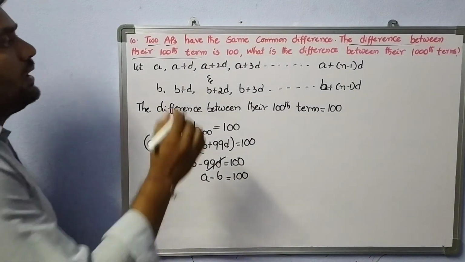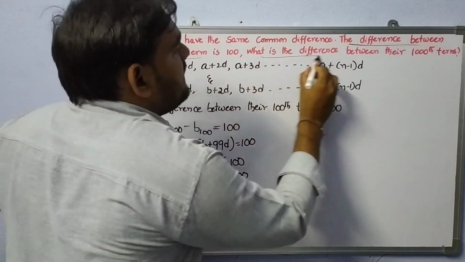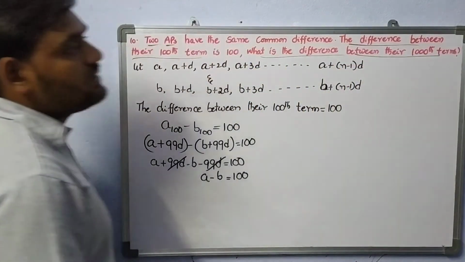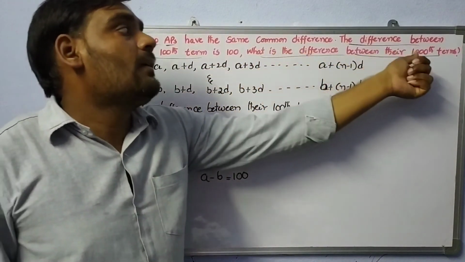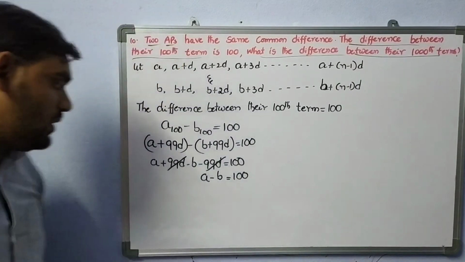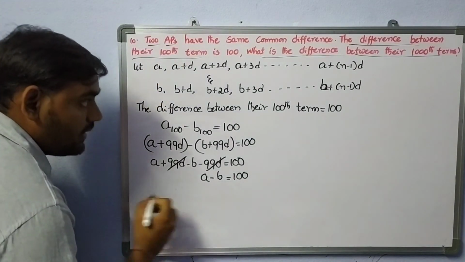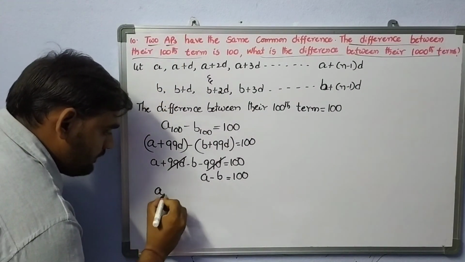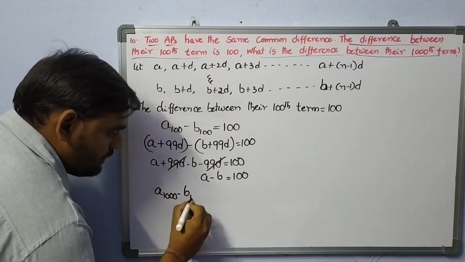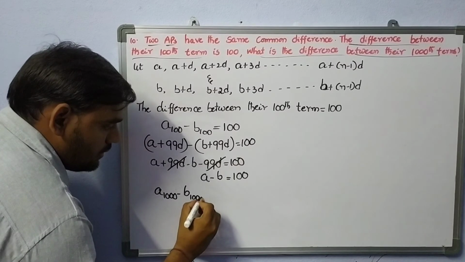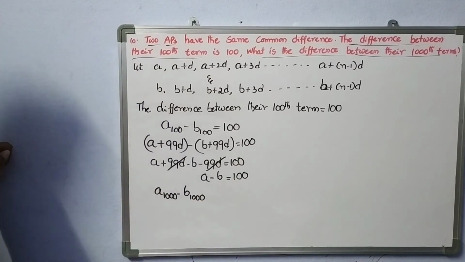Next, in the problem they ask us what is the difference between their 1000th terms. See here, we need to find the difference between their 1000th terms. So it can be written as a1000 minus b1000, whose value we need to find. Am I correct or not?